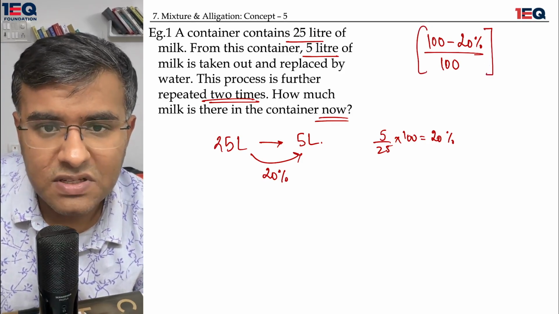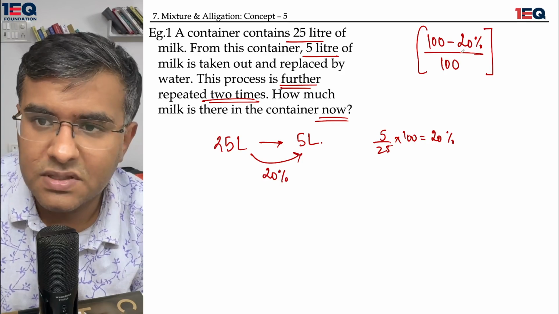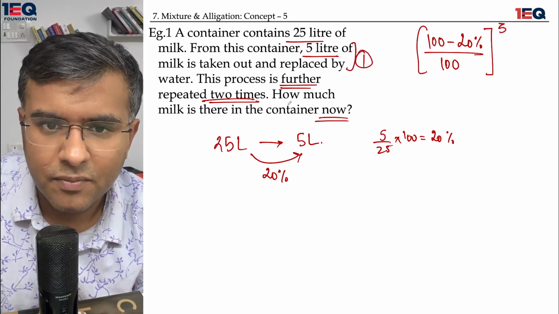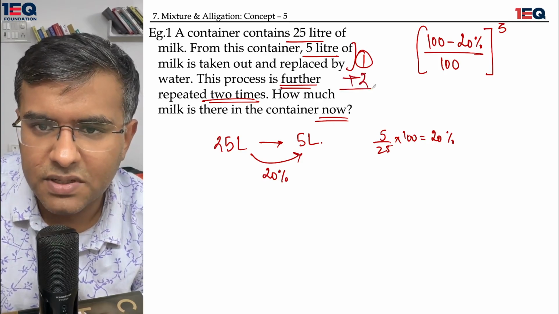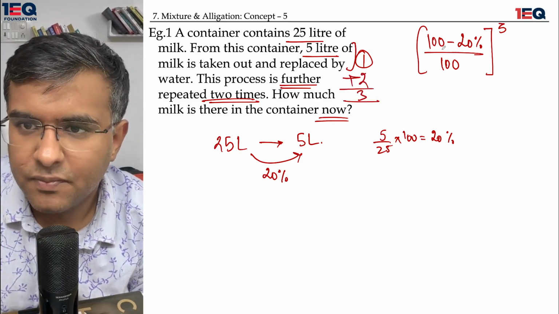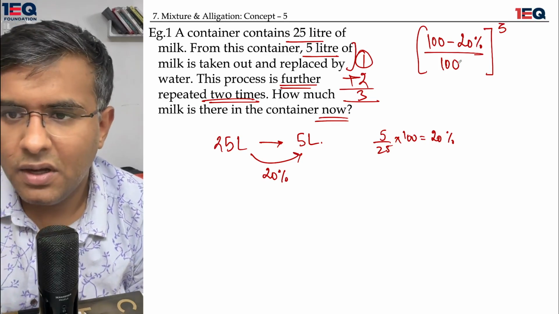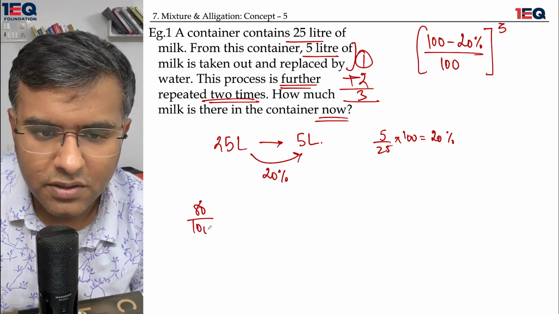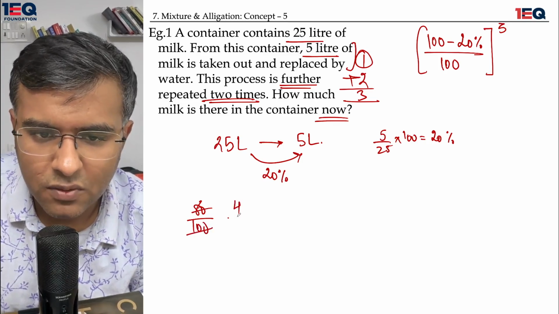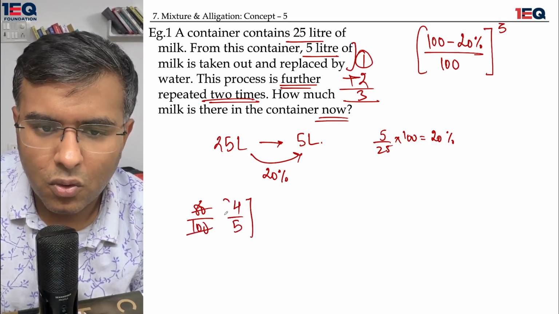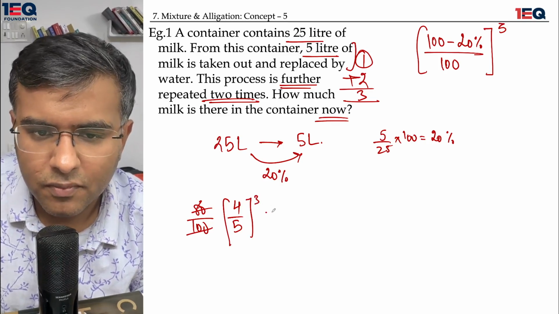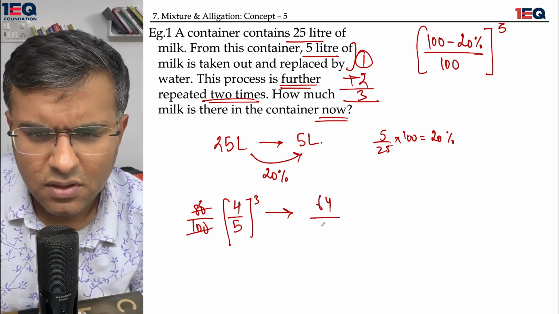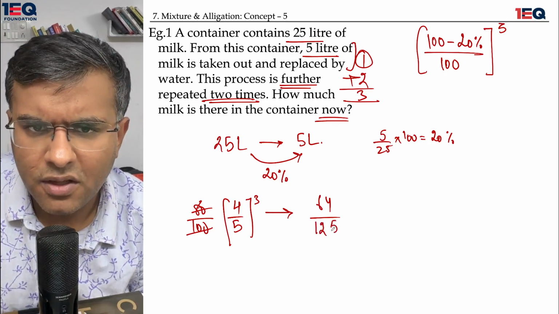The replacement was done further 2 times. This means a total of 3 replacements were done. This is the first replacement, and these are plus 2 replacements, which makes them 3 replacements. 100 minus 20 whole upon 100. 100 minus 20 makes it 80. 80 upon 100 is right here. This comes out to be 4 upon 5 whole raised to the power 3. 4 cube is 64, and 5 cube is 125.